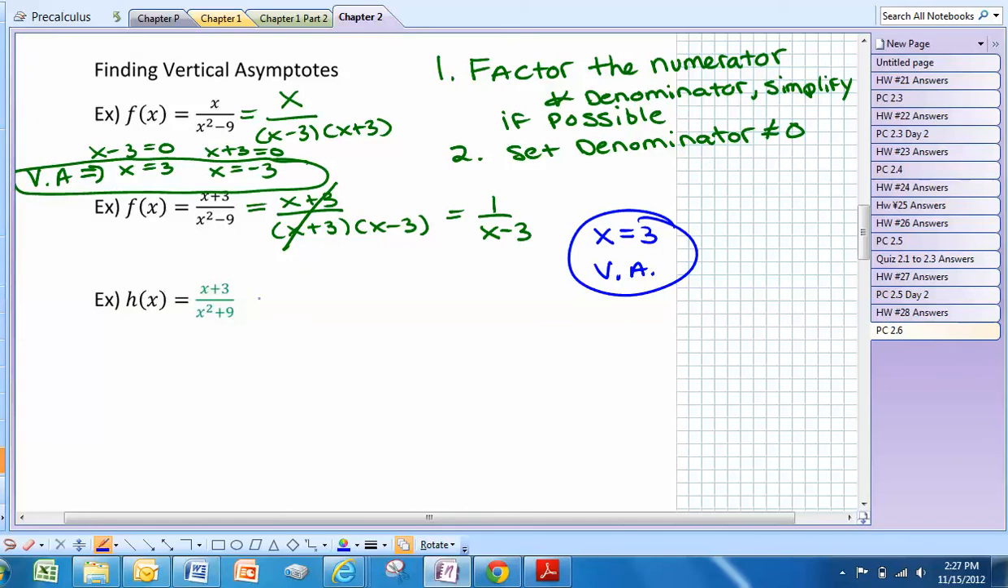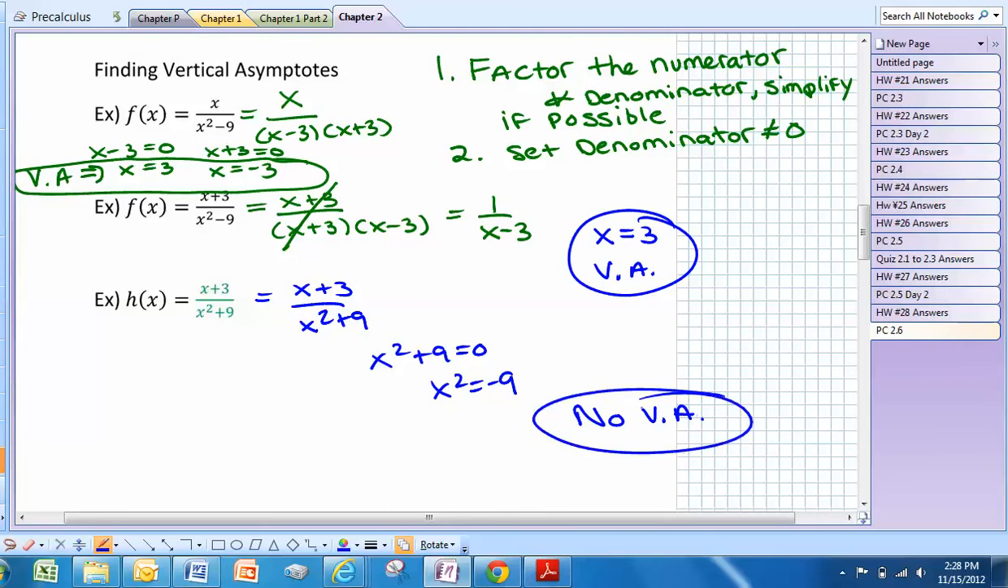For this one here, notice I cannot factor the denominator. X squared plus 9 does not factor. So in this case, since there's no number also that if I set it equal to 0, I can't square a number and get negative 9, that means there are no vertical asymptotes because there's no number that I can put in to make the denominator equal 0.